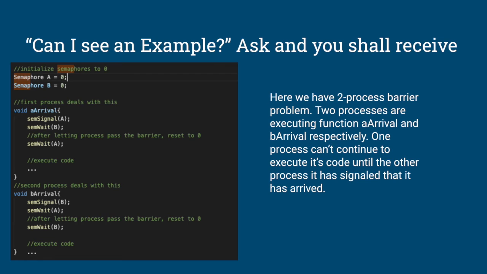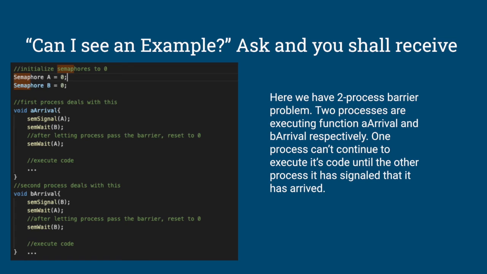We have two semaphores, semaphore A and semaphore B, for A arrival and B arrival, respectively. Once A arrives within that function, we call sem signal A to increment the value of semaphore A to 1. And then we call sem wait on B, and we must wait until the B resource becomes available, or semaphore B's value equals 1. Once that value is equal to 1, then process A can proceed and execute the rest of its code.